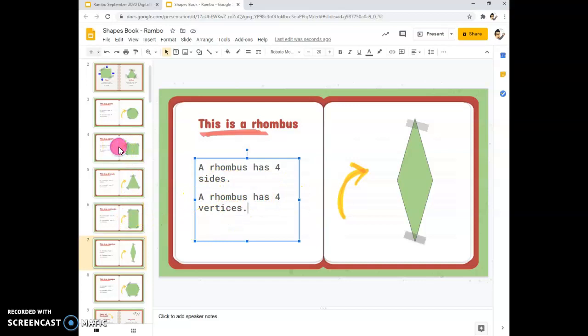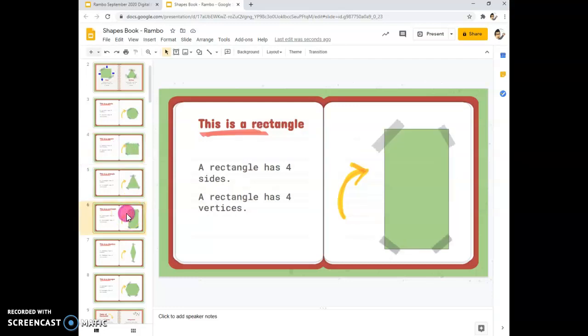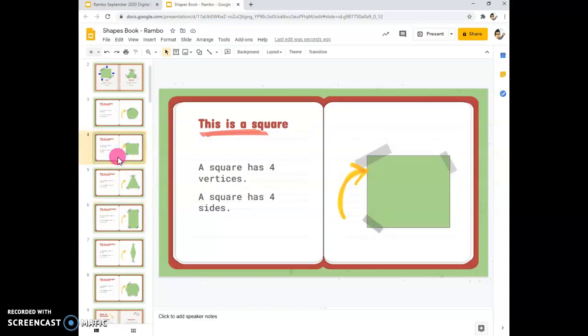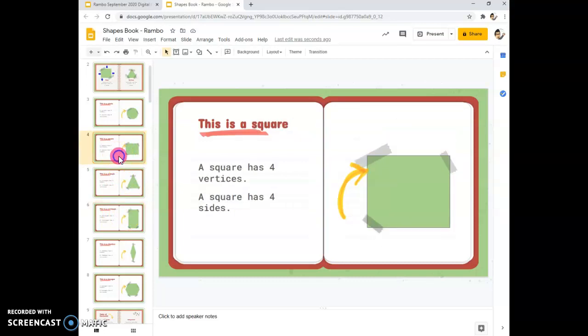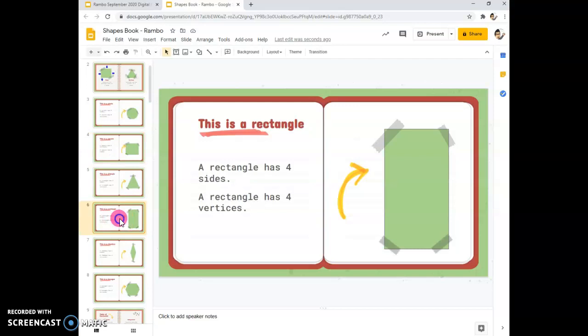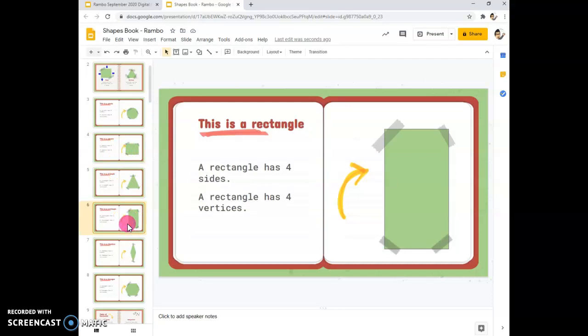All right. Now, let me ask you guys a question. This is a square. This is a rectangle. Square, rectangle, rectangle, square. My friends, what's the difference between a square and a rectangle? How can we tell them apart? If we were telling our moms and dads the difference between a square and a rectangle, what should we say? Show me a thumb if you think you have an idea.